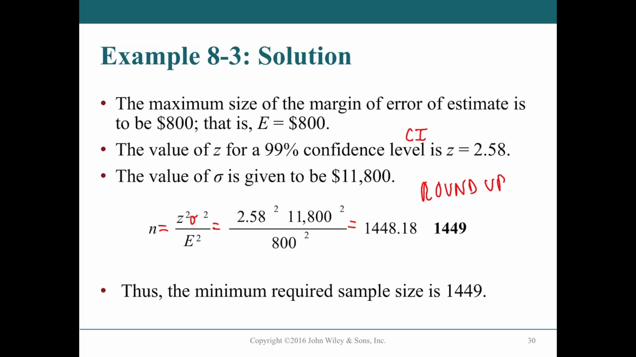And we finally get 1,448.18. Round up. They don't make a big deal of this here, but I am, and I will on the test. It's not the same. This becomes 1,449 as the minimum required sample size. Now, 1,450, no problem. 1,448, that's a problem. Notice 1,448 is less than the minimum. Statisticians pay attention to things like that.